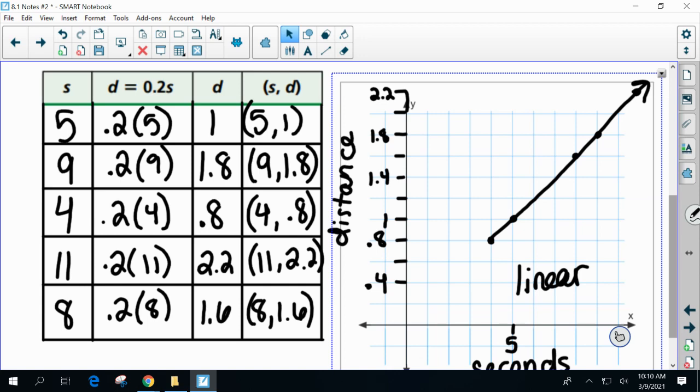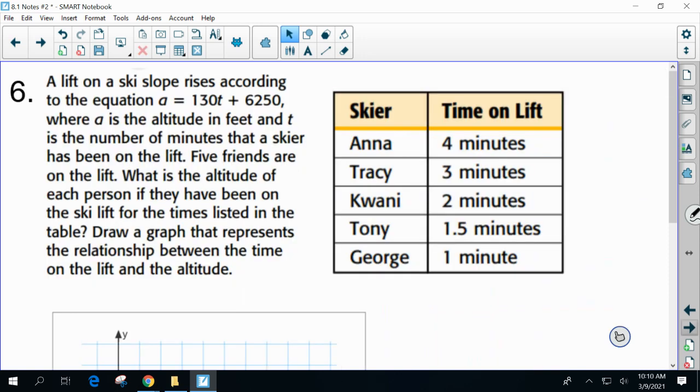Okay, we're gonna take a look at number 6. So on number 6, a lift on a ski slope rises according to the equation A equals 130 T plus 6,250. A is the altitude in feet, and T is the number of minutes that a skier has been on the lift. What is the altitude of each person after they've been on the lift for the times listed?